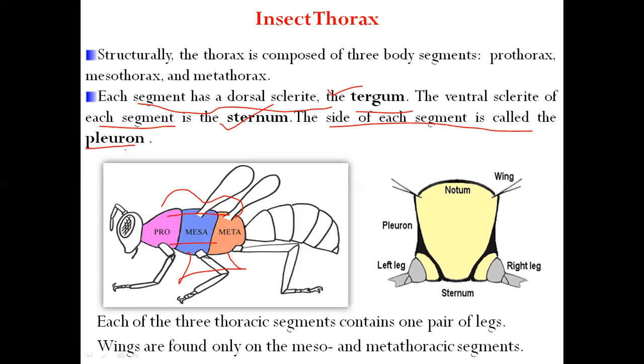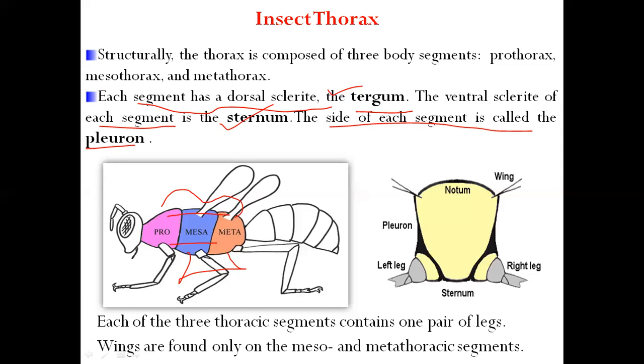Let's make it clear. The tergum means the upper region, the ventral region means the lower side, which is called the sternum, and the lateral side is called the pleura. These are the three major important sclerites, called tergites, sternites, and pleurites. They are responsible for producing various appendages like wings and also the legs, which are present on the thoracic region. That's why this region has an important role from the point of view of locomotion.